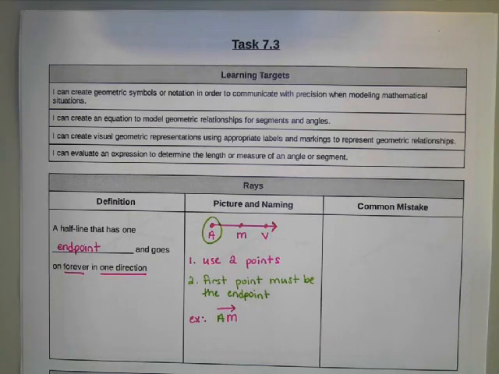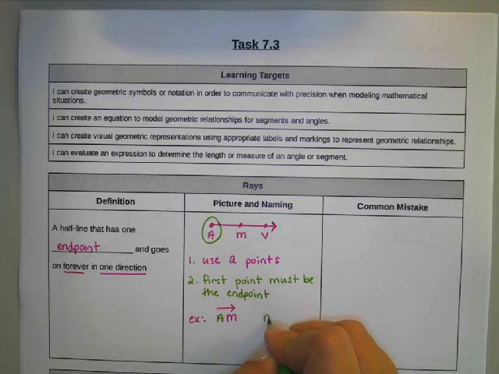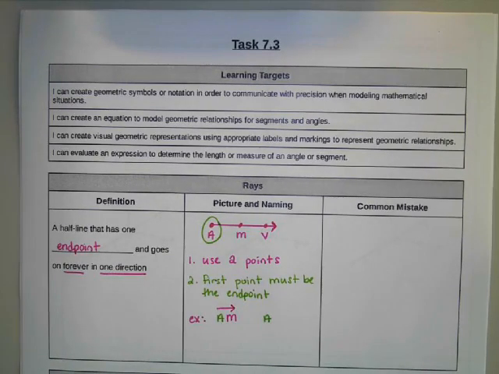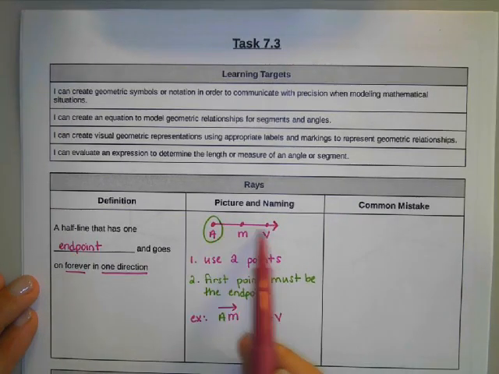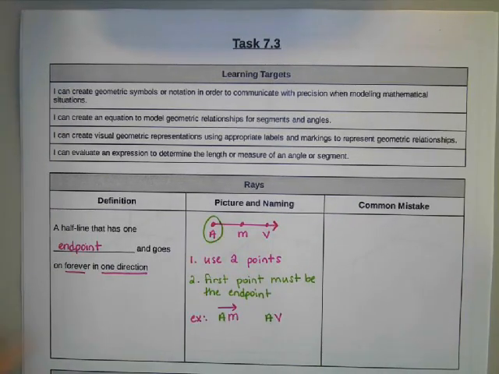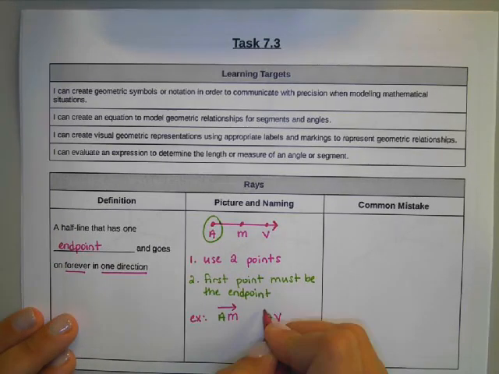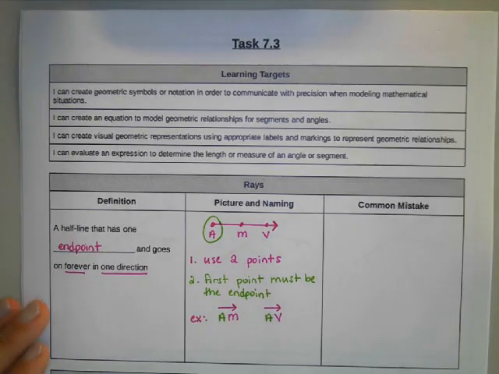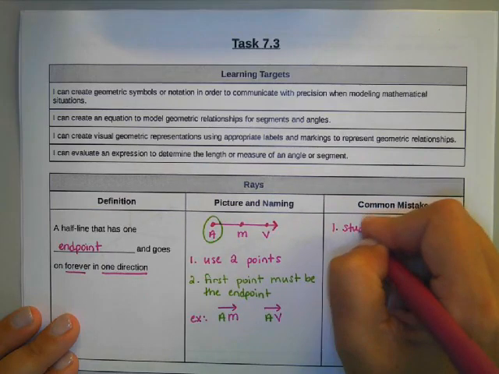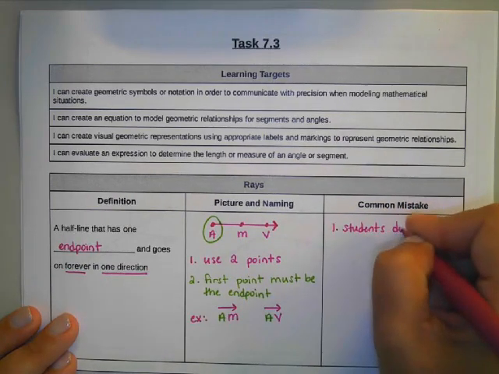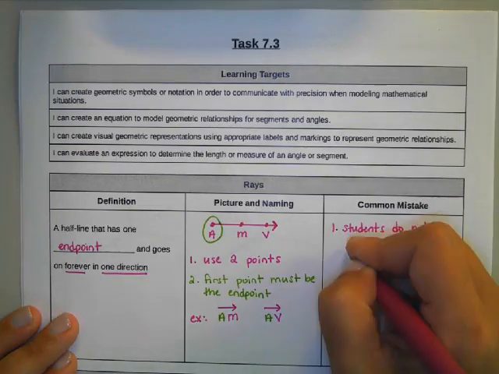Now, another option here could be that I could name this ray A, V. I still have to start with A because that's the endpoint, but then I could use the point V because this ray also goes in the direction of the point V. Again, I need to draw the little ray over the top to say that this is a ray that I'm naming. It's not a segment, it's not a line, it's a ray that I'm naming. The number one most common mistake that I see here is that students do not start with the endpoint.